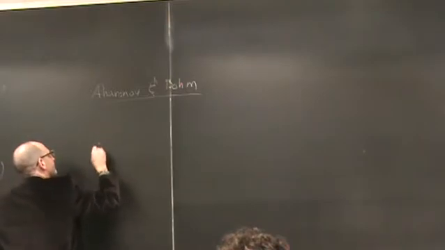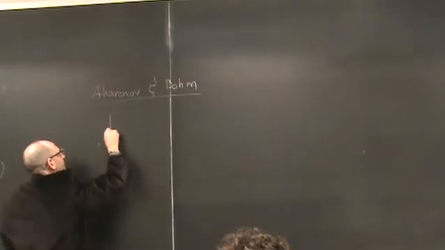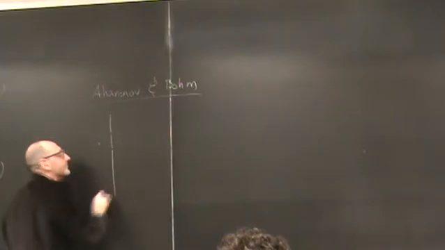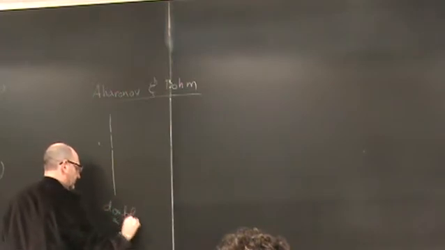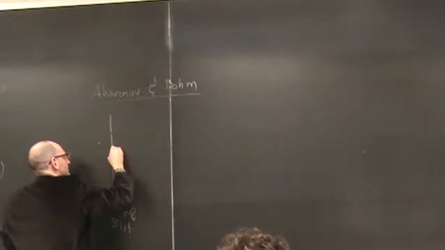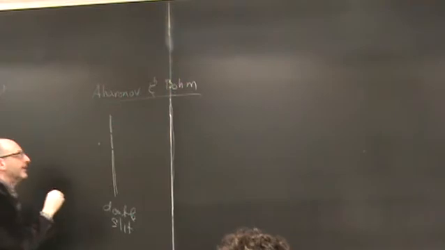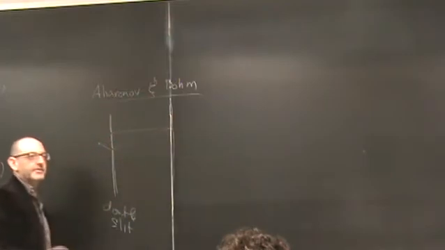Suppose I have an electron. Okay, I have a point source of electrons, and I'm going to send it through a double slit. Okay? So I have a double slit, and the screen. The electrons can get to this position by some set of paths. Okay?